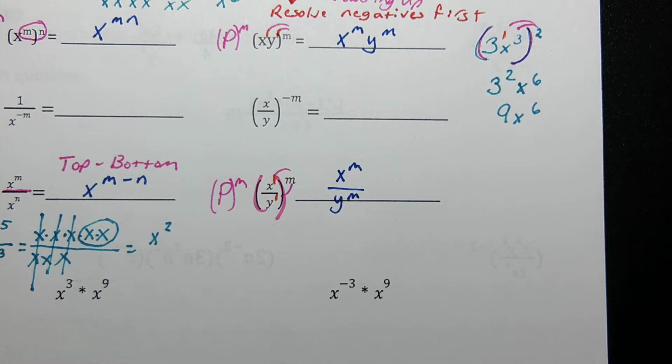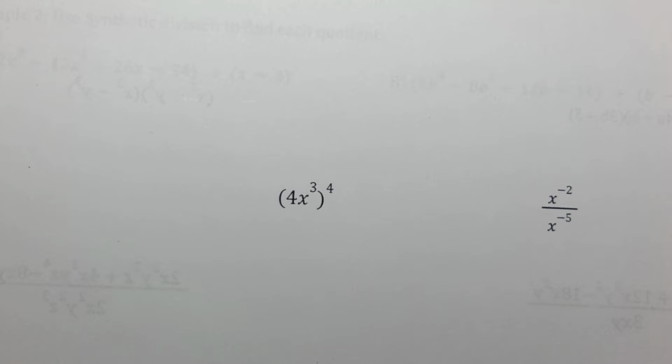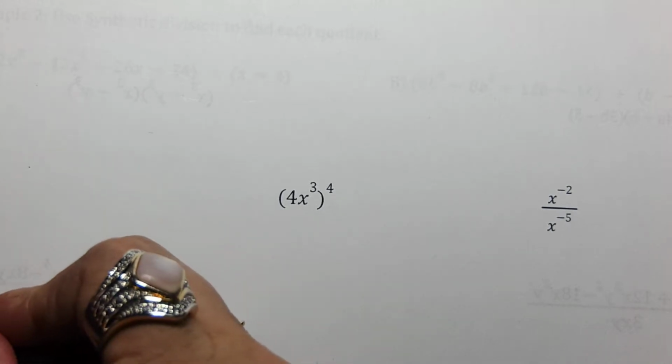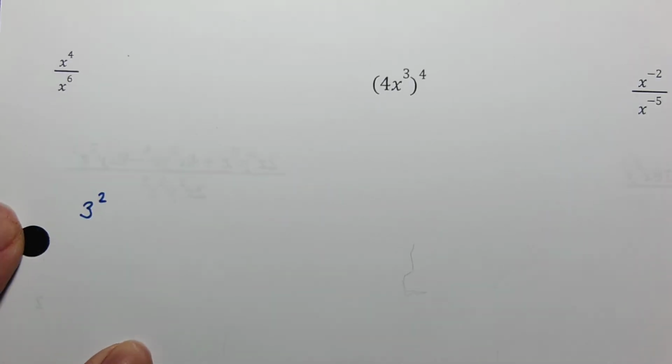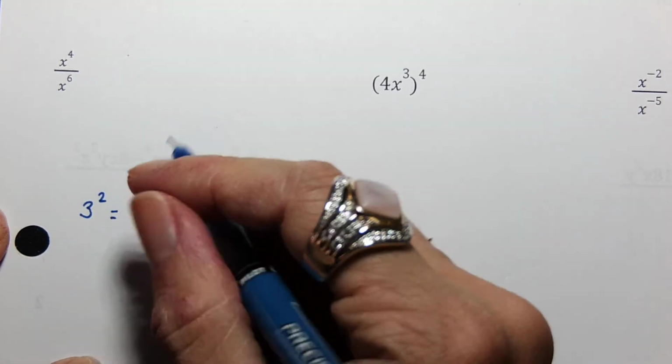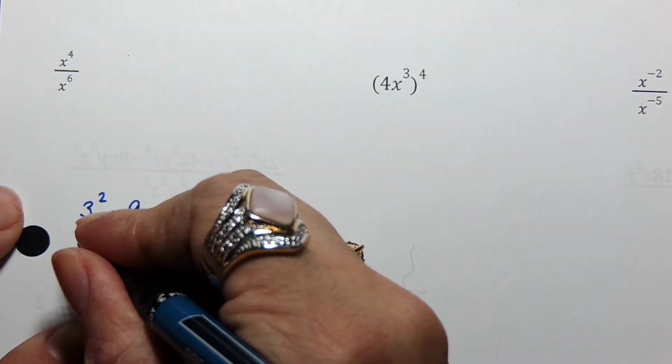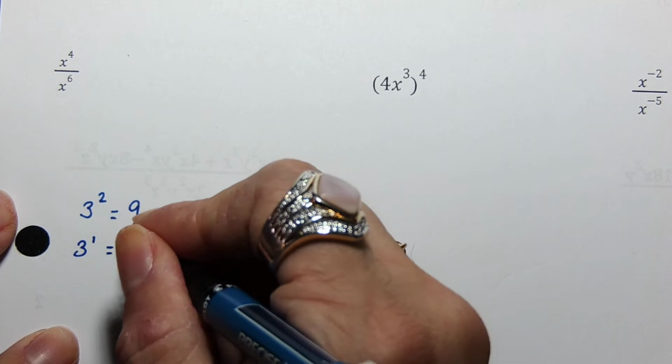So now we're going to do a little bit of exploring down at the bottom. We're going to try to figure out what 3 squared is. What is 3 squared? 9. What's 3 to the first power?